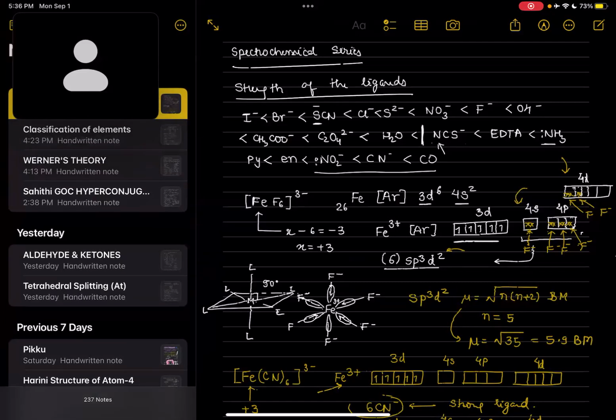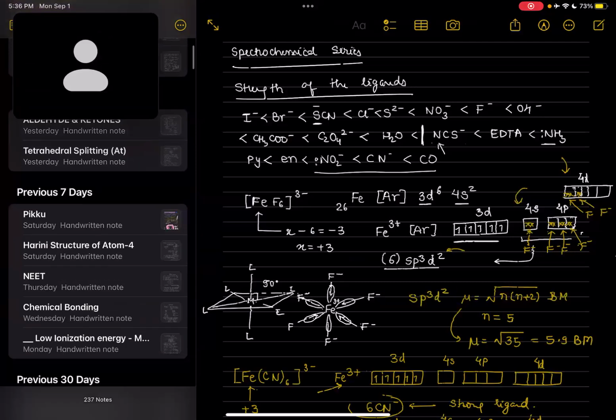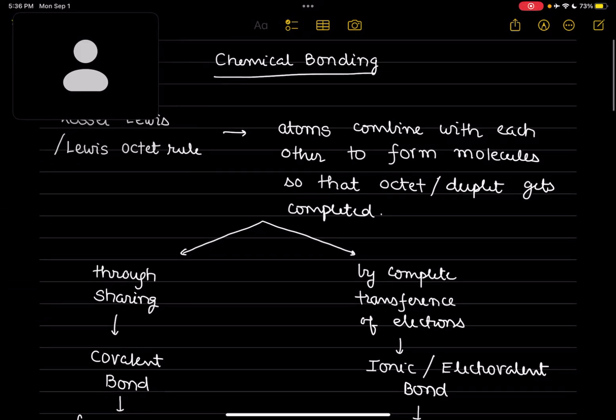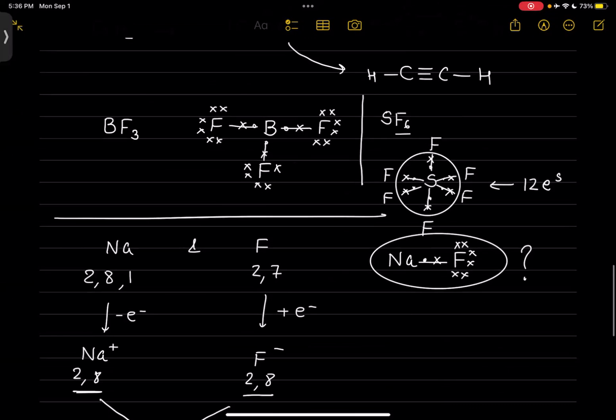We have seen in the last class that atoms have their valence electrons, and they try to complete their valence shell. That's the Lewis octet rule, also known as the Kossel-Lewis theory. So basically, the atoms are trying to complete their octet, and that is through sharing, which we have seen.